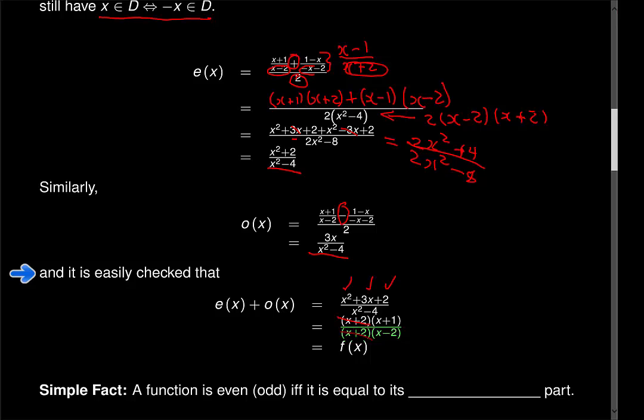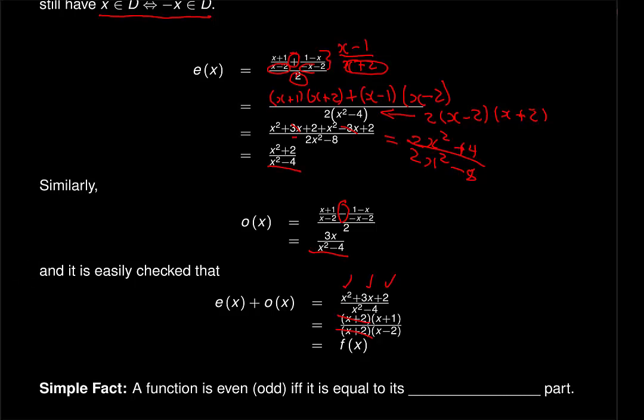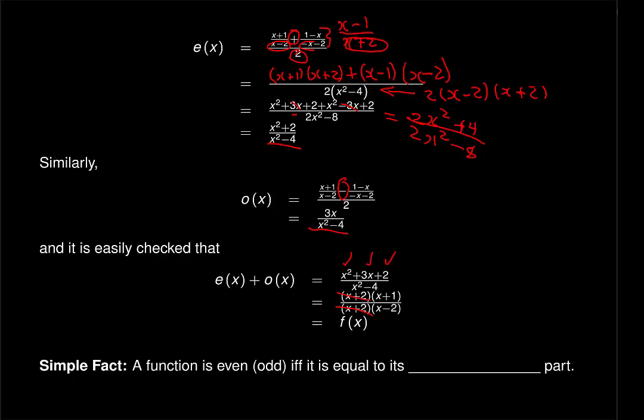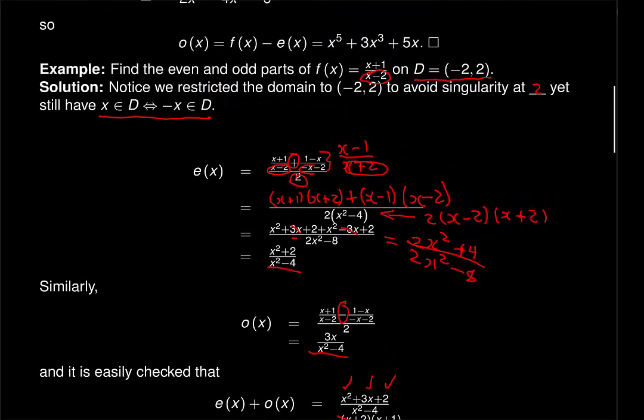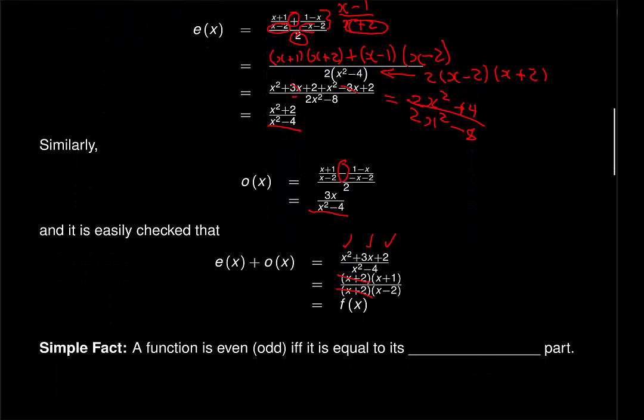And the x + 2's cancel. Remember, we're only worried about the domain from -2 to 2, so that's not 0. And so we get back (x + 1)/(x - 2), which is the function that we started with. So it's f(x). And we're done. We have our even and odd parts of this function.